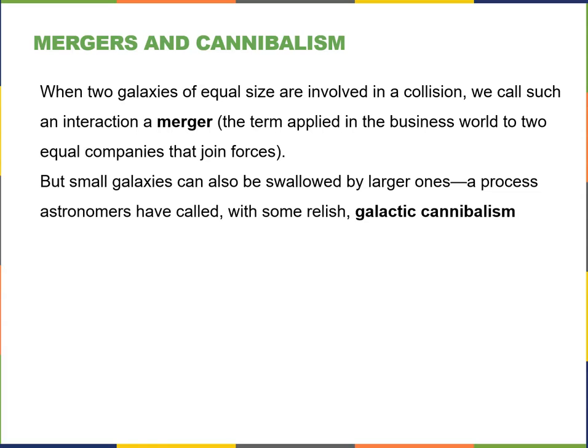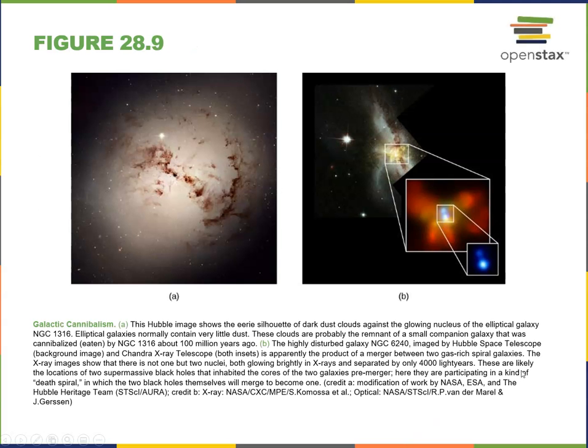However, there are some galaxies that are bigger than other galaxies. And when they collide, or when that small galaxy is kind of swallowed by the bigger one, we call it galactic cannibalism. So here we can see some examples of this galactic cannibalism.